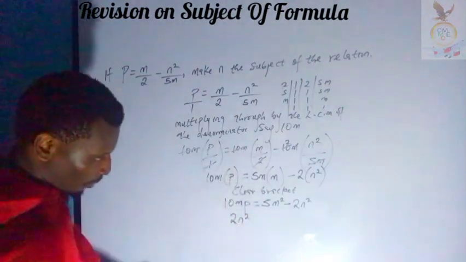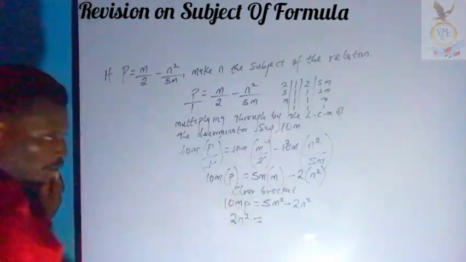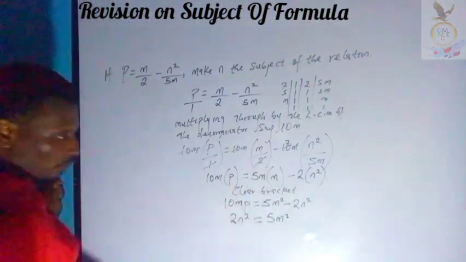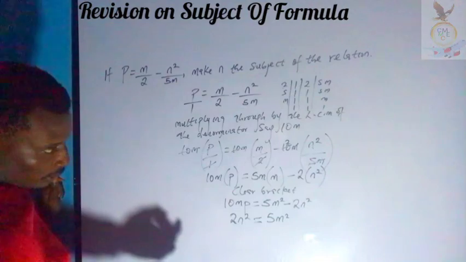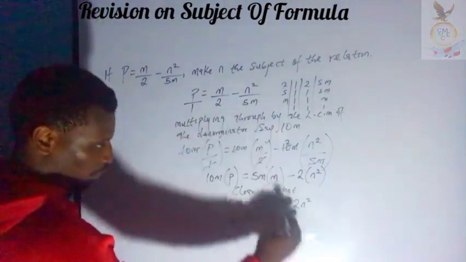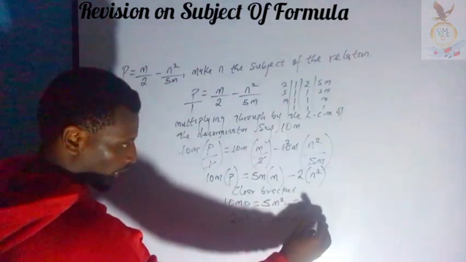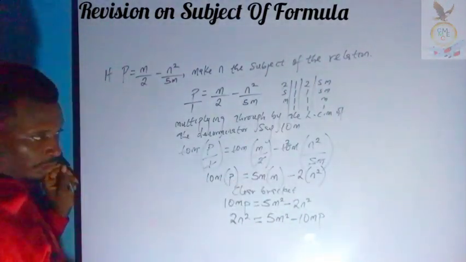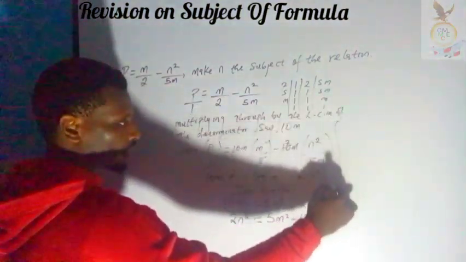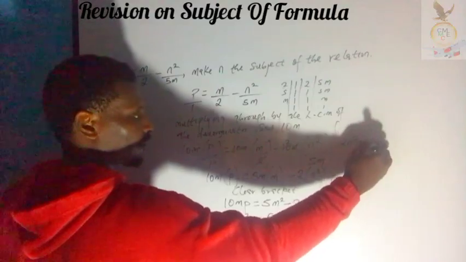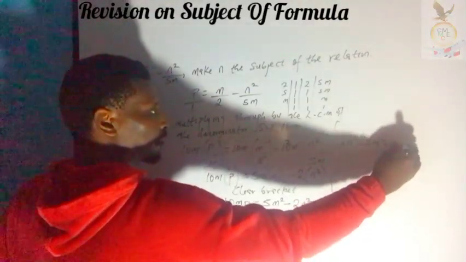Anybody with n? Nobody. I have to close my brace. Place your equal sign. After this equal sign, we're having 5m squared, without n, that is 10mp. Crossing over we change to minus 10mp. So this is collection of like terms. So at this point, we're going to say that 2n squared is equal to 5m squared minus 10mp.